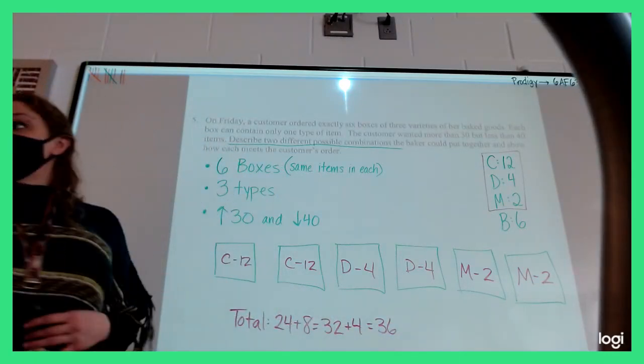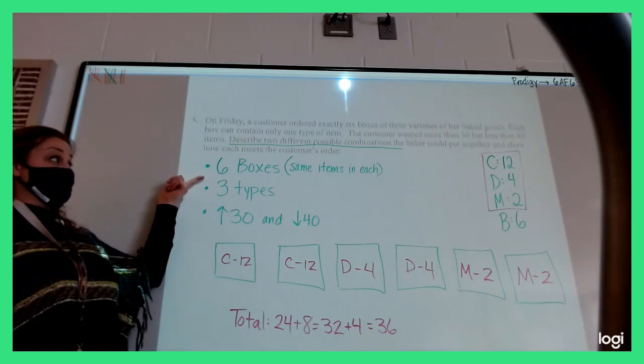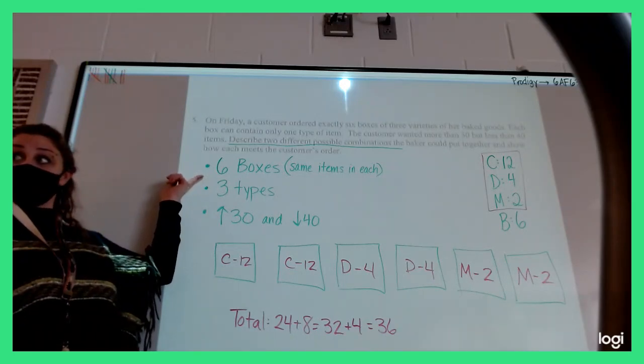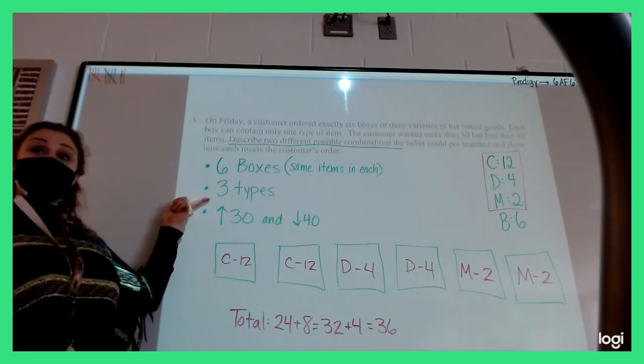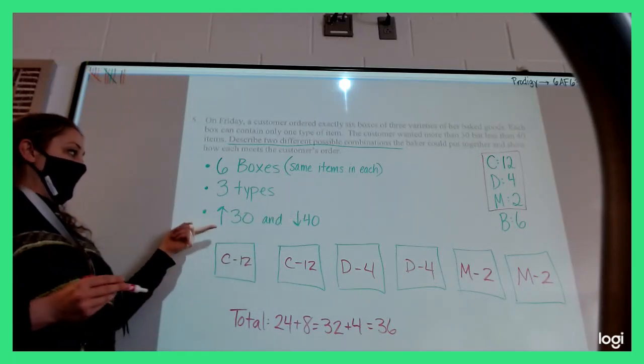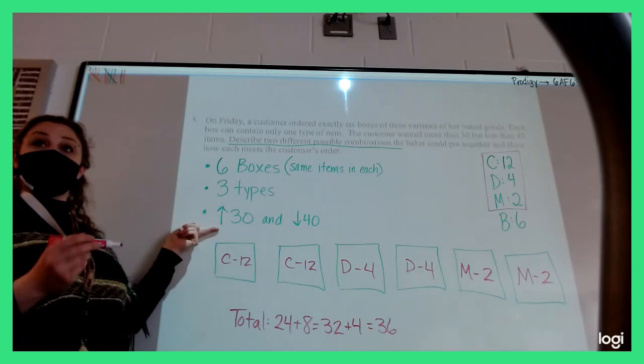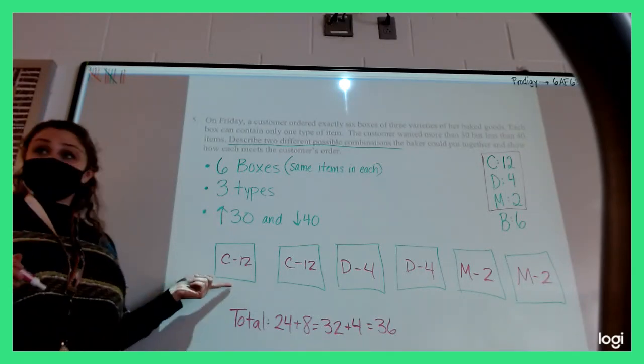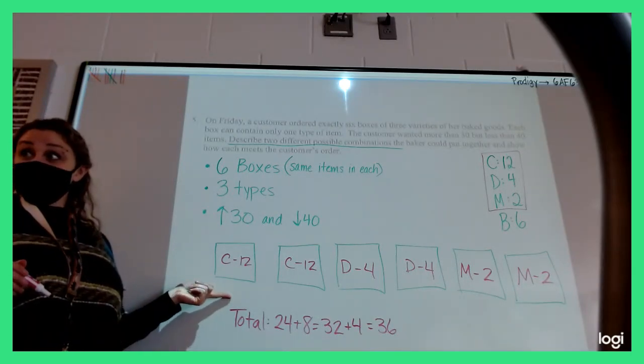So now let's see if I've met all my rules. Do I have 6 boxes with the same item in each box? Do I have 3 types of goods? Yep, cookies, donuts, and muffins. And do I have between 30 and 40 items? So does this work? There's 0 bagels.